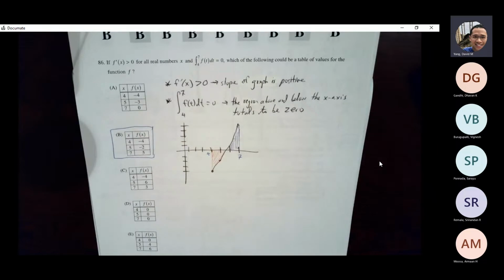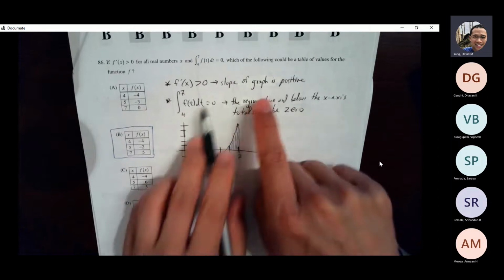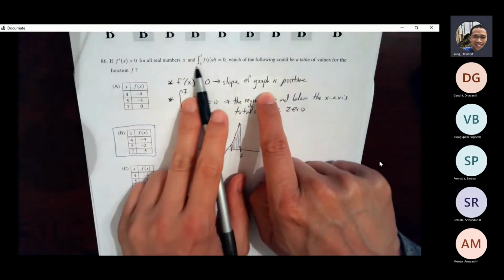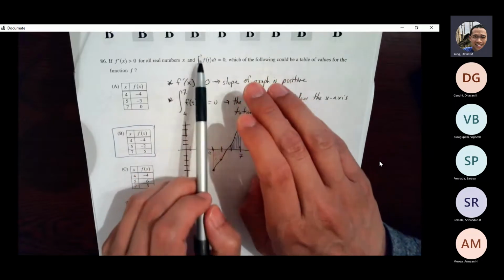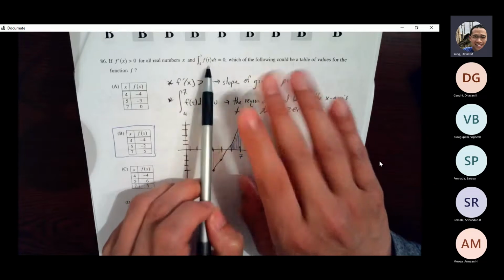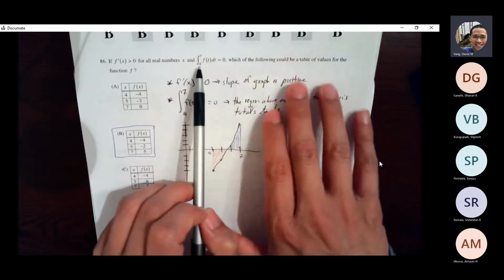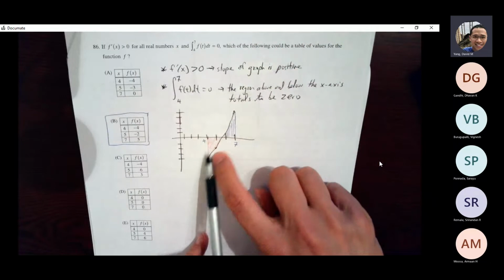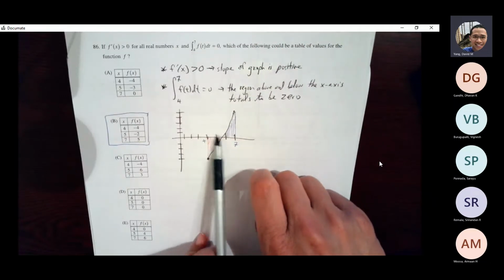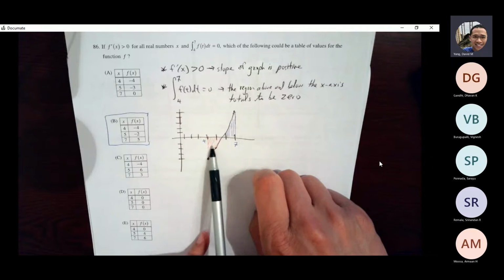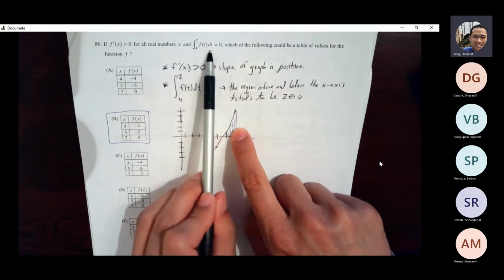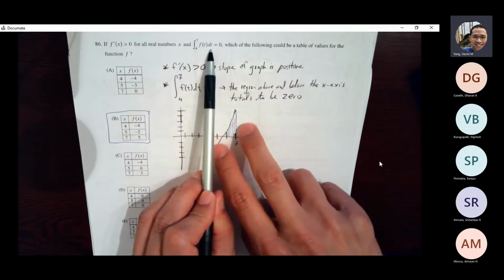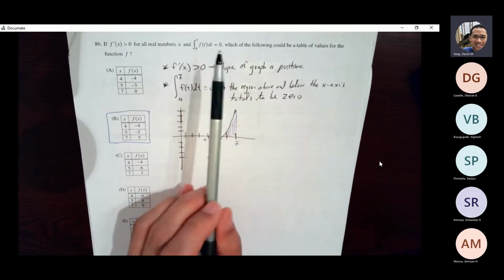86. F prime is greater than 0 tells me that my entire graph has a positive slope. And we know that the integral from 4 to 7 is equal to 0, which means that the regions above and below the x-axis are going to cancel each other out. So maybe a graph that looks like this, where the area here is 2 and the area here is 2, but one is negative and the other is positive, and that ends up giving me a total accumulated integral of 0.